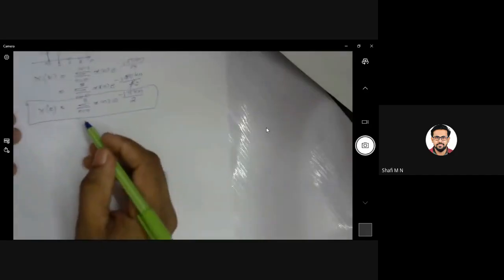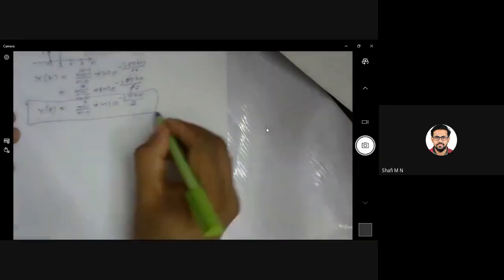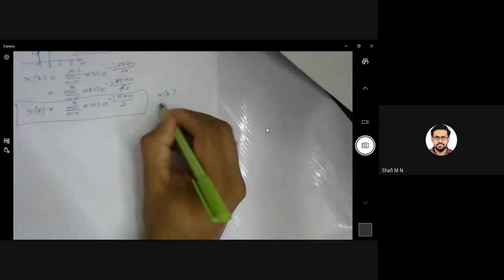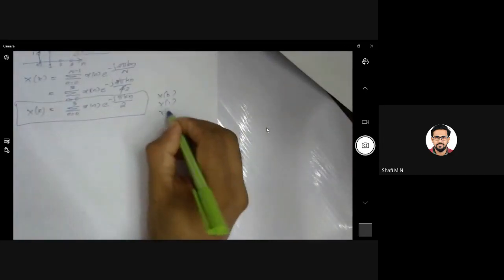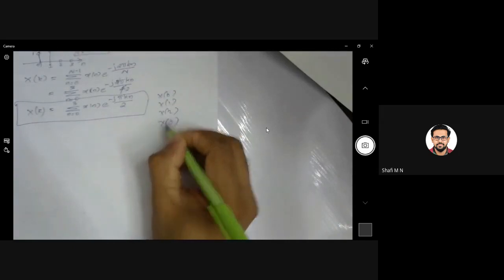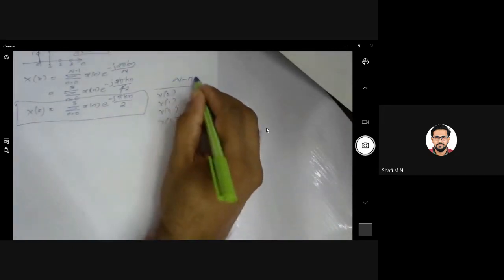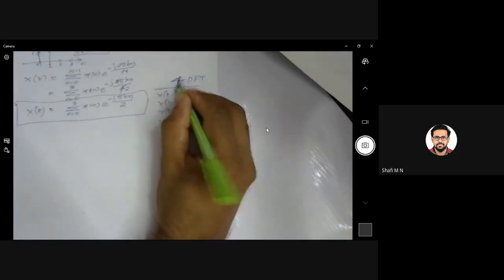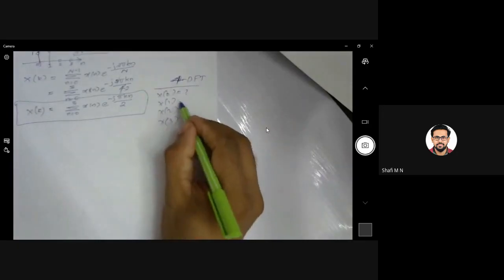In our case, which values do you have to compute? You have to find x of 0, x of 1, x of 2, and x of 3 because you are calculating a 4-point DFT. So you have to find all these values. What are these values?